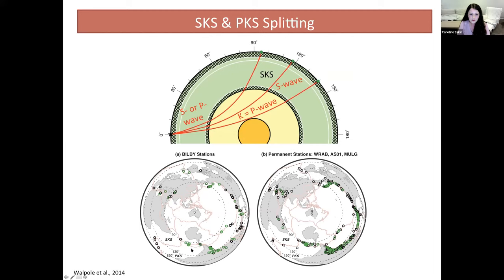We were able to make use of earthquakes then from a distance range of about 90 degrees away using these two different phases. We have earthquakes from different directions, but as we'll see later, a lot of earthquakes come from South America.